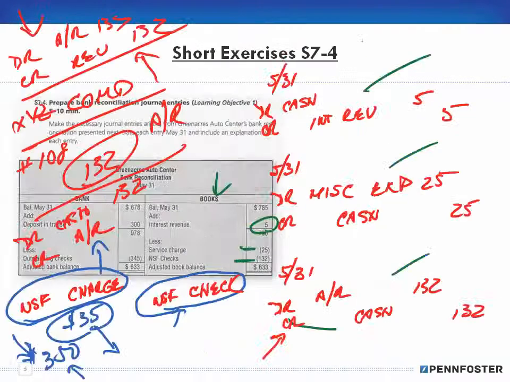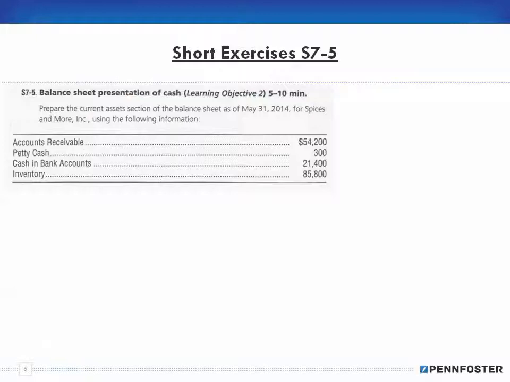All right, so let's see here. We worked on 7.4, so now we're working on 7-5. All right, balance sheet presentation of cash. Prepare the current assets section of the balance sheet as of May 31st for Spices and More Inc. using the following information. All right, accounts receivable, petty cash, cash in the bank accounts, and inventory. All right, so we're doing balance sheet presentation.